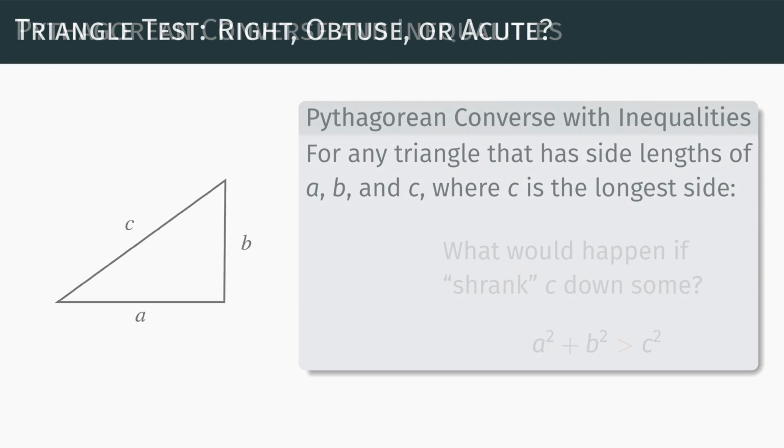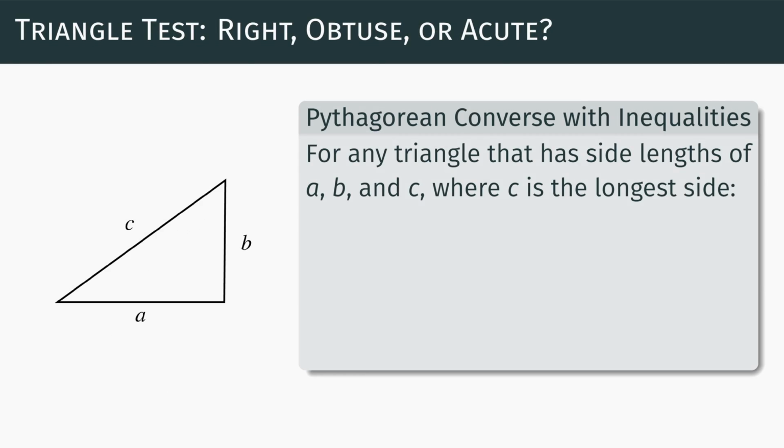So this brings us to the Pythagorean converse with inequalities. Instead of just testing, is it a right triangle or is it not a right triangle, we can now find out what type of triangle it is. So for any triangle that has side lengths of a, b, and c, where c is the longest side, we've got these three possibilities. a squared plus b squared equals c squared means that it's a right triangle, right? This is the one that we're most used to.